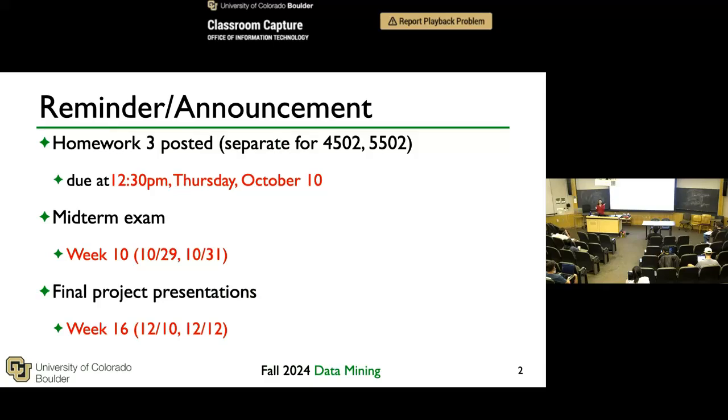As you can see, after the midterm exam there are basically no more homeworks. You have roughly 5 weeks, because there's a fall break in between, to focus on your course project. So plan that accordingly. Any questions? Good?